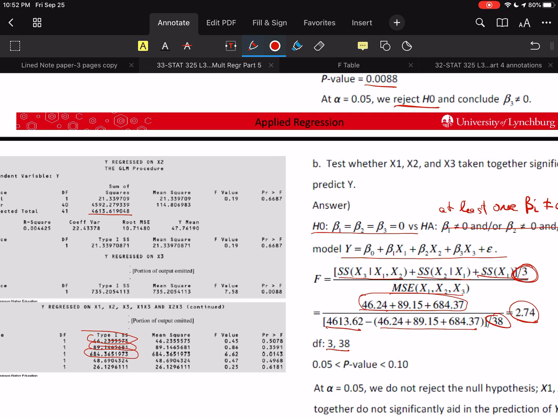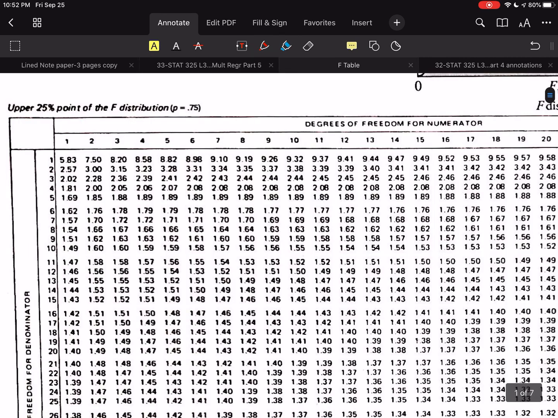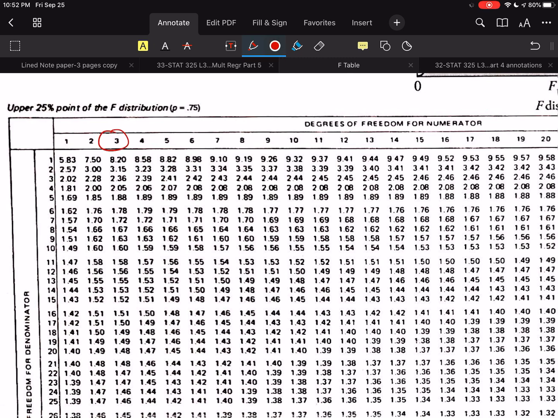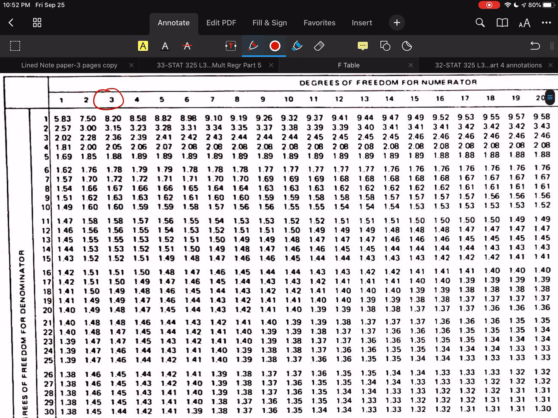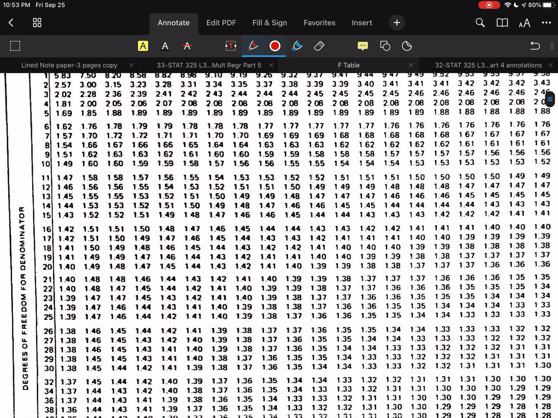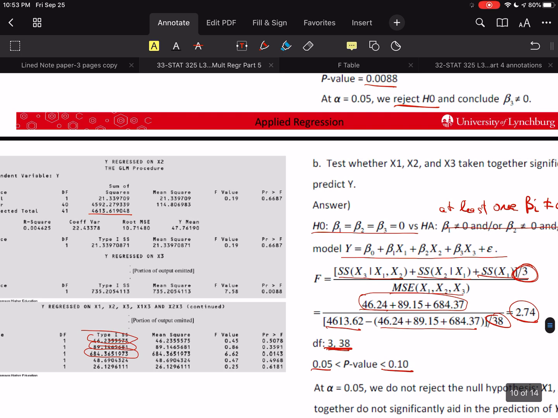So let's take that and look it up. So they're saying that's between 0.05 and 0.10. How did they get that? Using the table. So 3 and 38. So I look at 3, and I go down to 38, and I do have that here. So 3 is the third one over 38. So that's a 1.43 here, and we're at, that's too low. We're higher than that.